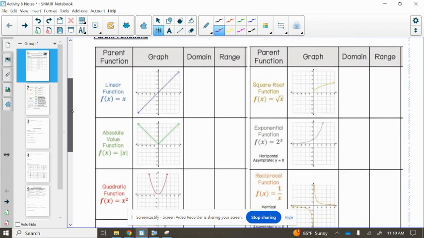Today we are going to talk about transformations and even and odd functions. What you see in front of you is a bunch of different parent functions. Now these aren't all the parent function graphs, but these are some typical ones.